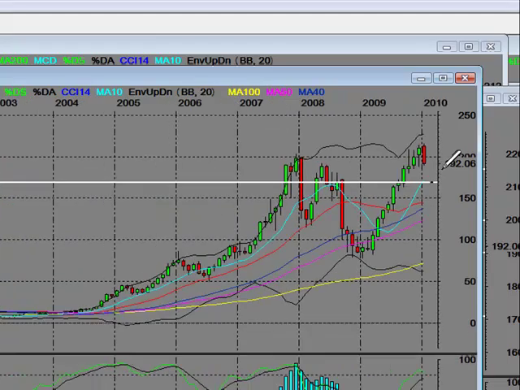Here are monthly support levels. When I broke support, this was a major resistance level. This was a major support level. And you're going to learn how to apply support and resistance. So when I break support, that means that this is going to be new resistance.